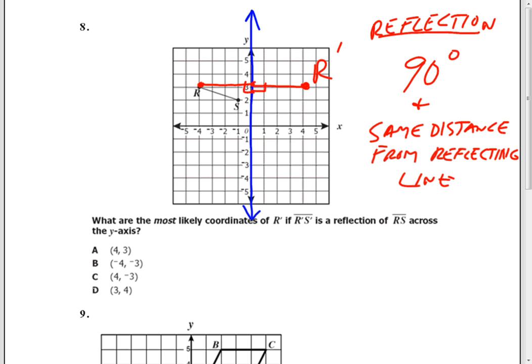Do the same for S. S is 1 away. S prime. My new shape is from there to there. We're going to do a lot of this the day that we do reflections at the beginning of class. That will probably be in 3 or 4 classes from now. Most likely coordinates of R prime. What is that? Is that 4, 3? Yes.